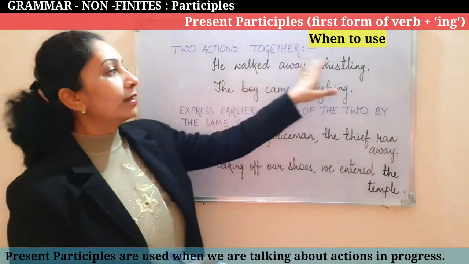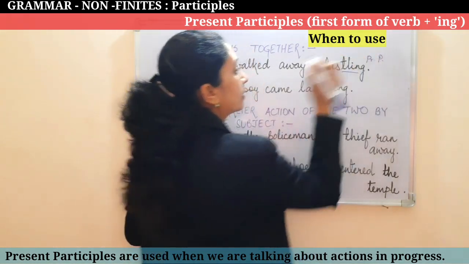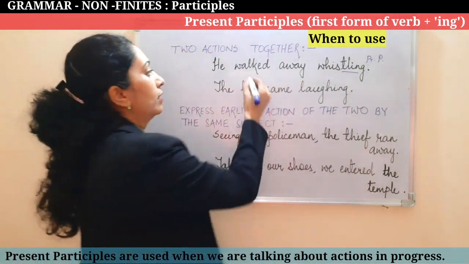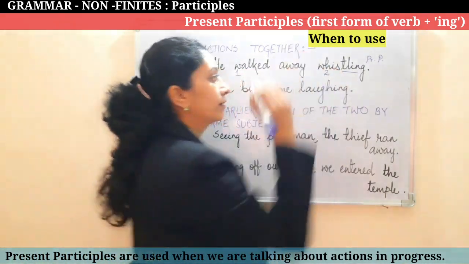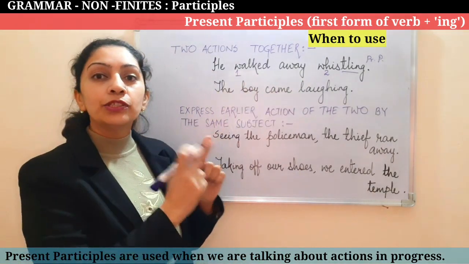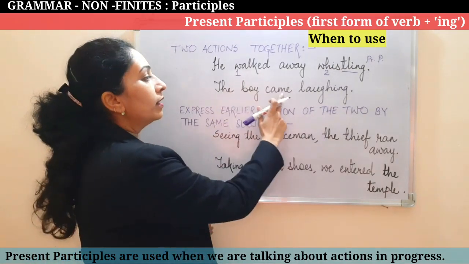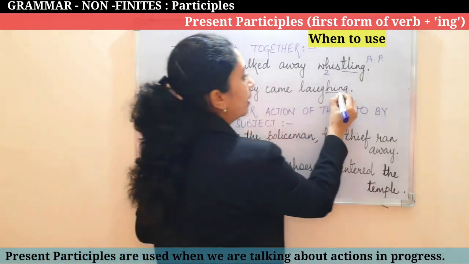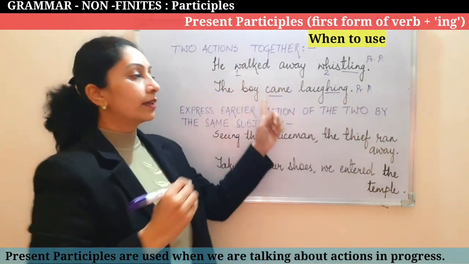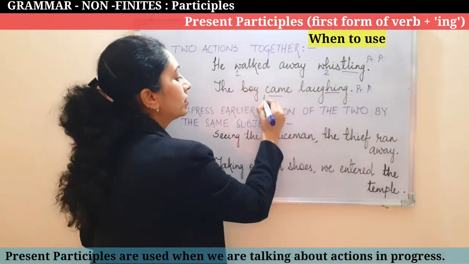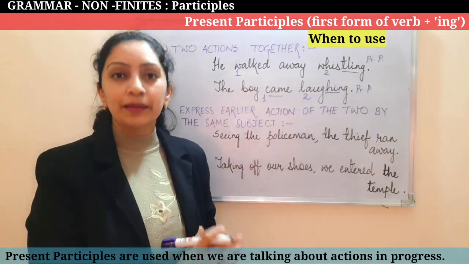He walked away whistling. Now here whistling is a present participle, correct? But there are two actions happening here. One is that he walked away and another action is whistling. And both these actions are happening together or simultaneously. Let's look at the next example. The boy came laughing. Now here laughing is a present participle, but there are two actions again, came and laughing. So came is the first and the laughing is the second action, but both of them are happening simultaneously.